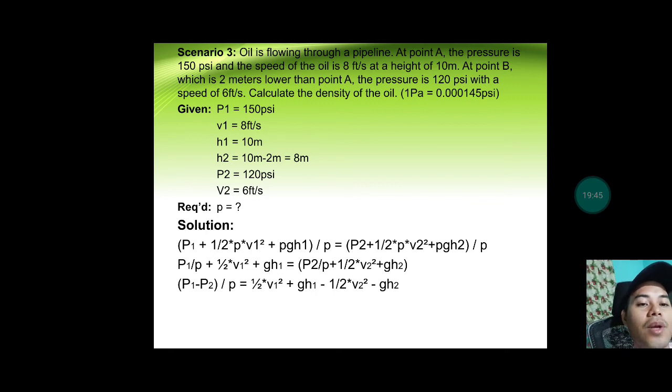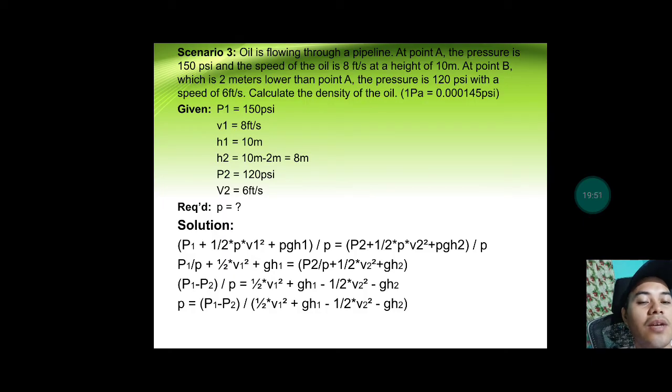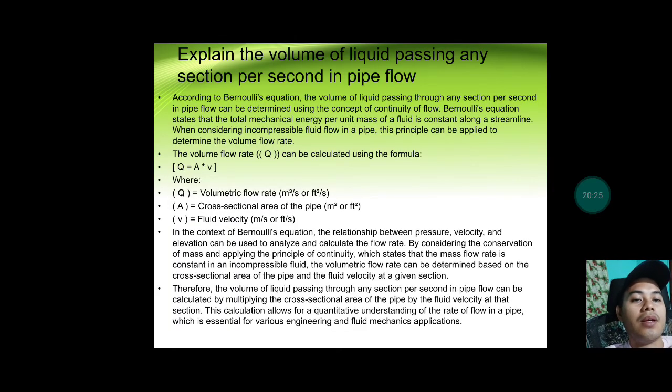And then after that, we will cross multiply, so that density will be the remaining value on the left side while the other values will be on the right side. So P1 minus P2 divided by (1/2 times V1 squared plus GH1 minus 1/2 V2 squared minus GH2). First, calculate the value inside the parentheses before dividing, or you can use your calculator directly. So what's your answer?